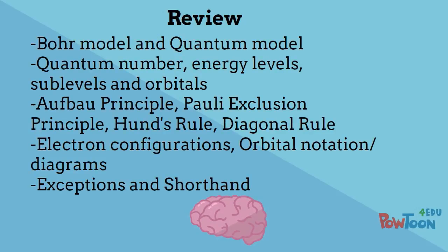Let's review. In this video, you should have learned about the Bohr and quantum models of the atom, quantum number, energy levels, and sublevels, the rules for writing electron configurations in orbital notation, as well as exceptions to those rules, and how to write configurations in shorthand.